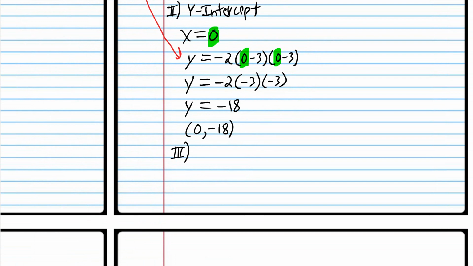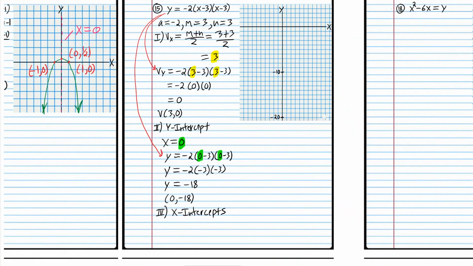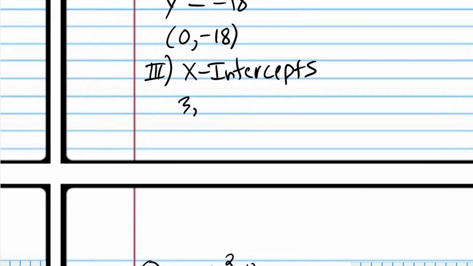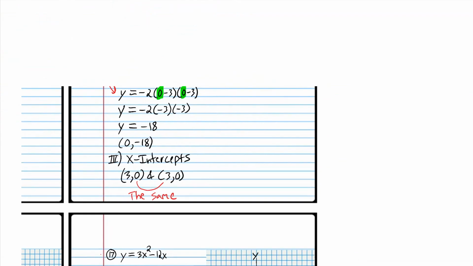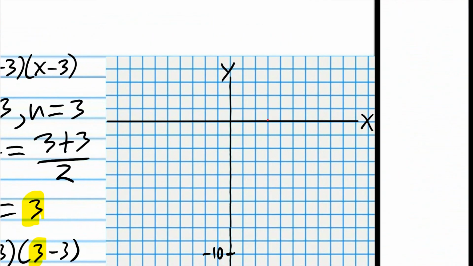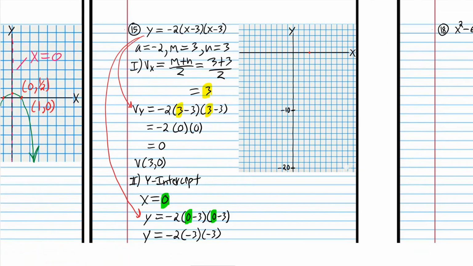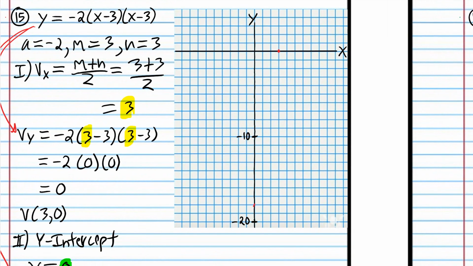And the x-intercepts, we can see very easily just by looking at the original equation, because it's in intercept form, which means that we know the x-intercepts. The x-intercepts are going to be the same. This is going to be one x-intercept, 3, 0, and 3, 0. We don't really have to write it twice, but I'm just writing it twice so you can see that they're the same. So what that means is that the parabola only touches the x-axis once. And the y-intercept we found is 0, negative 18. So that's going to be here.